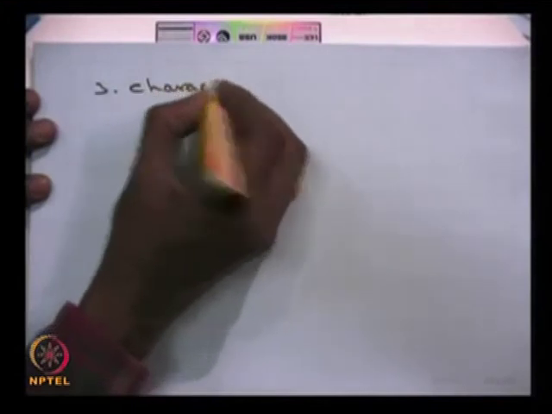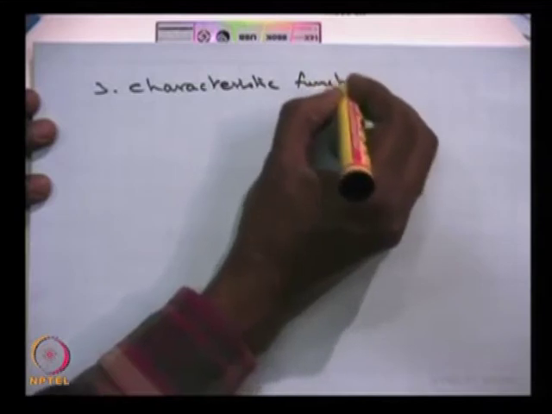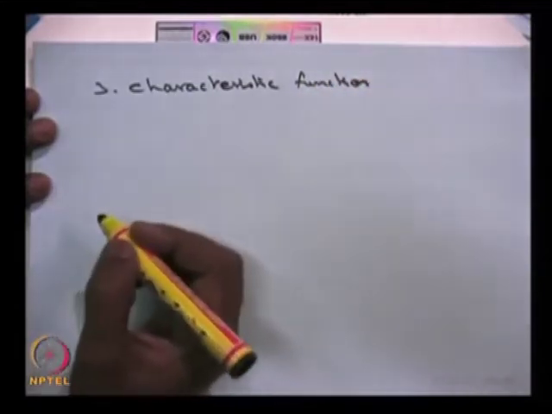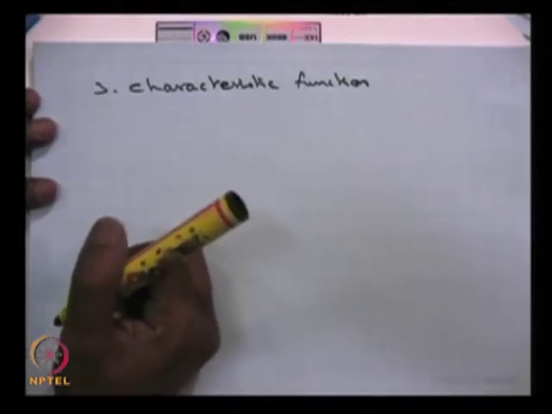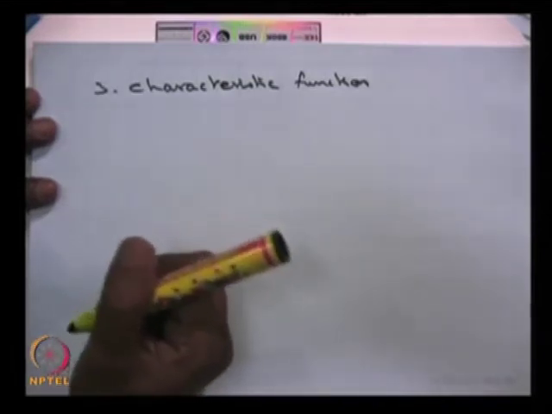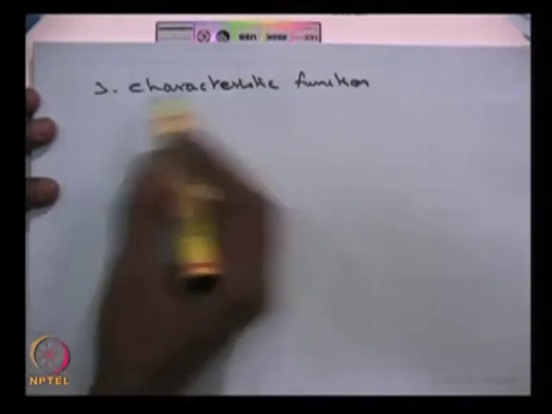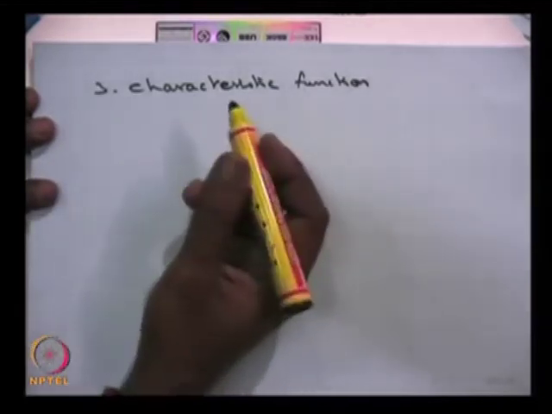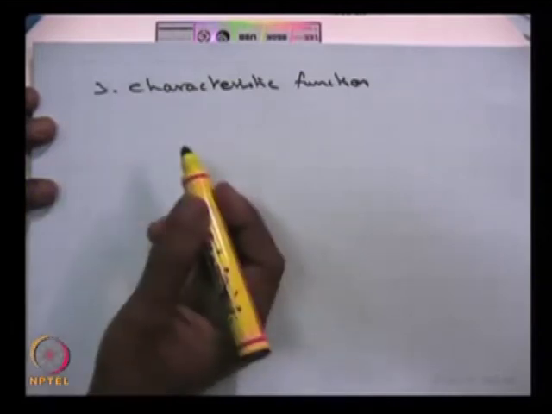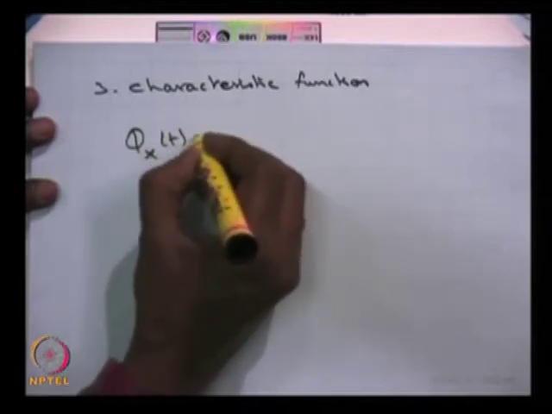Third, we are going to consider another generating function, called the characteristic function. This is more important than the other two generating functions, because the probability generating function exists only for discrete random variables, and the moment generating function exists only if the moments of all orders exist, whereas the characteristic function exists for any random variable, whether it is discrete or whether the moments of all orders exist or not.